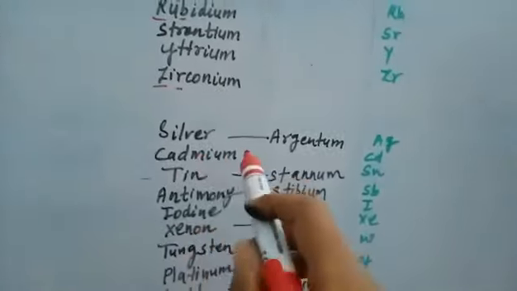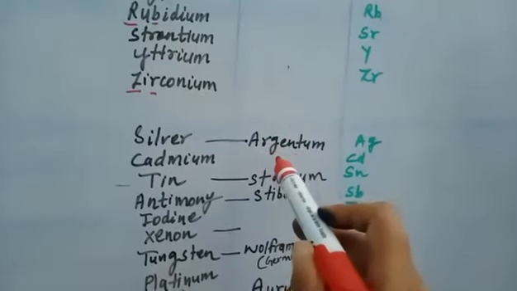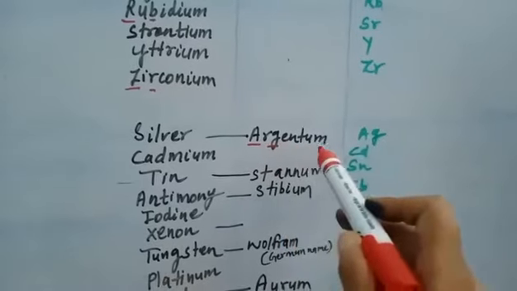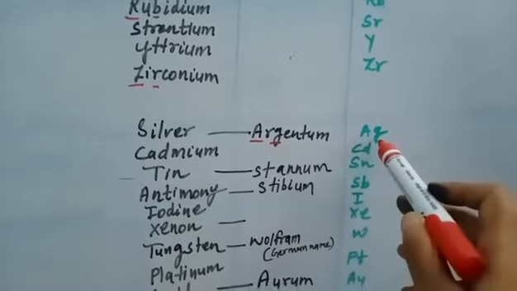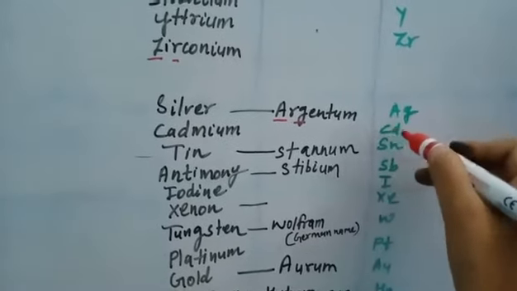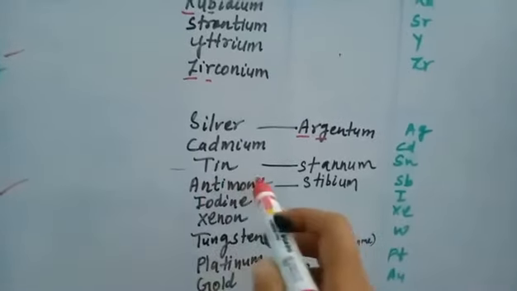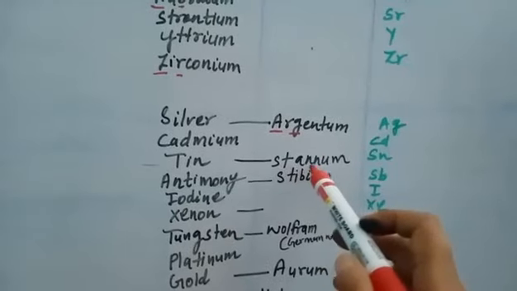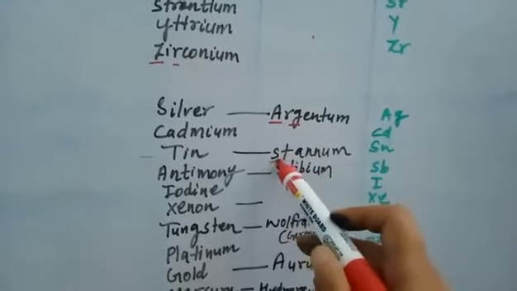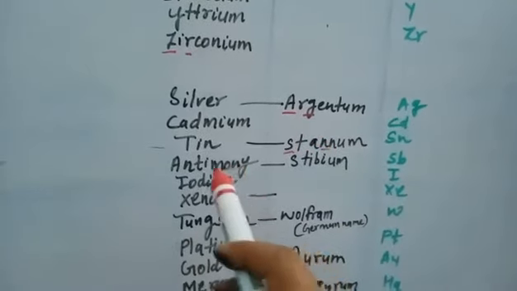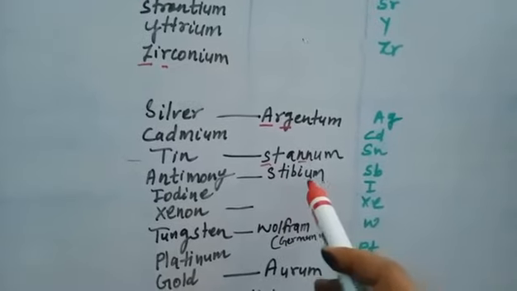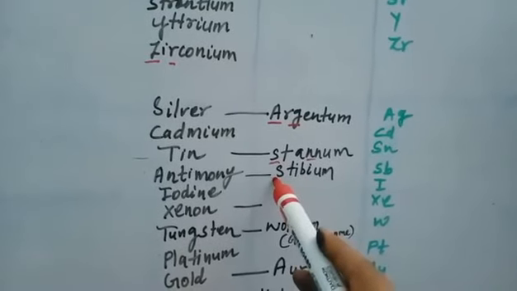Now silver, you can see it is taken from the Latin word argentum, so from the Latin word the symbol has been taken, capital A and small g. Then cadmium, capital C and small d. Then tin has been taken from the Latin word stannum, and the symbol is capital S and a small n, okay.